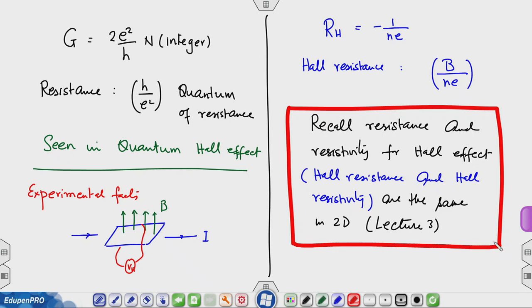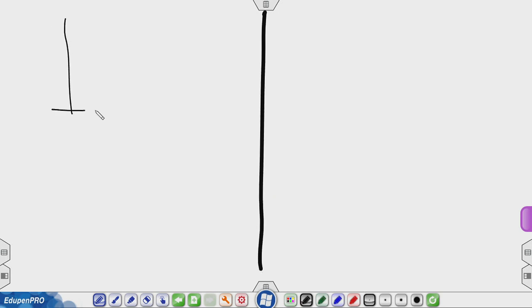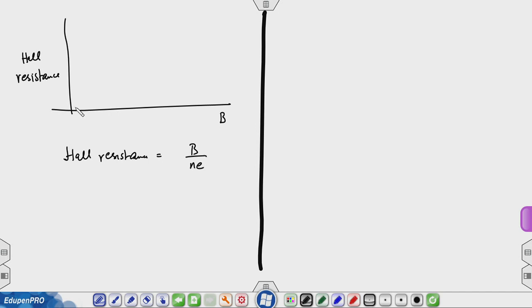So, you do this experiment and usually what you see is that if you plot Hall resistance versus B, this, as I said, is B over n e. So, it goes like a line, it increases linearly. So, that is fine, this is the classical Hall effect.